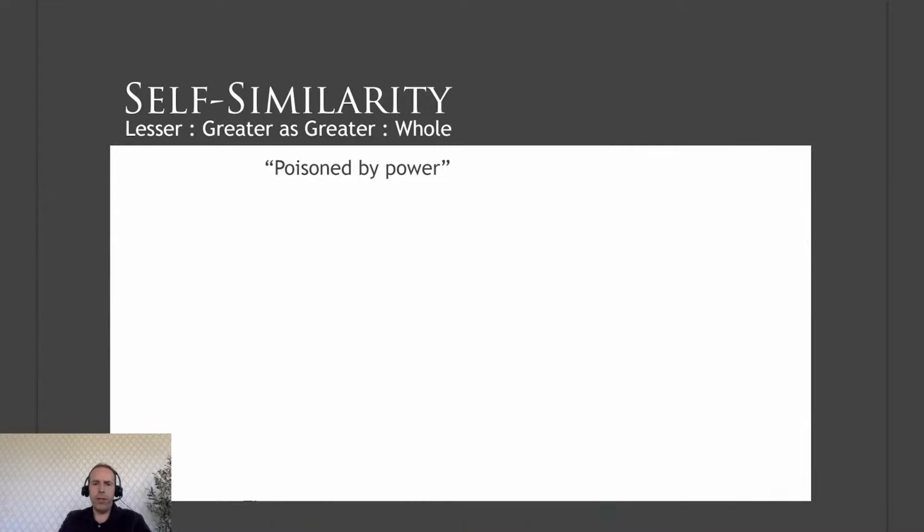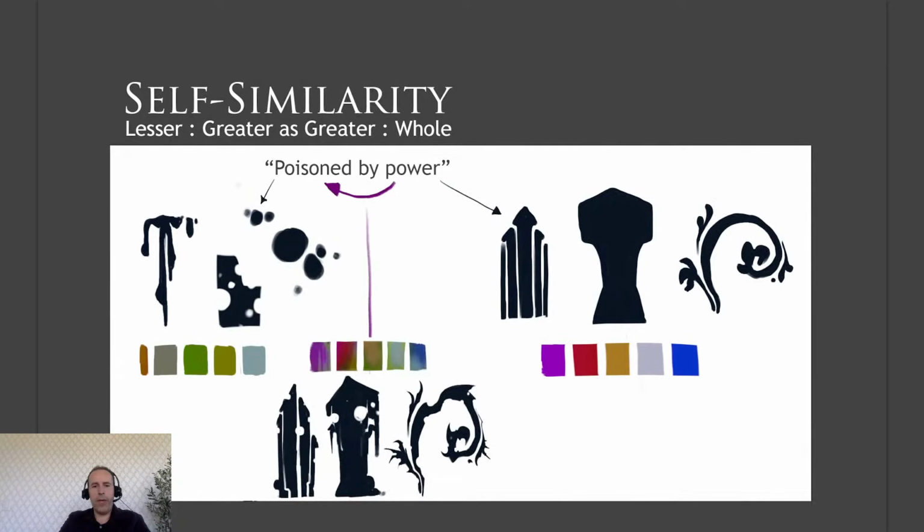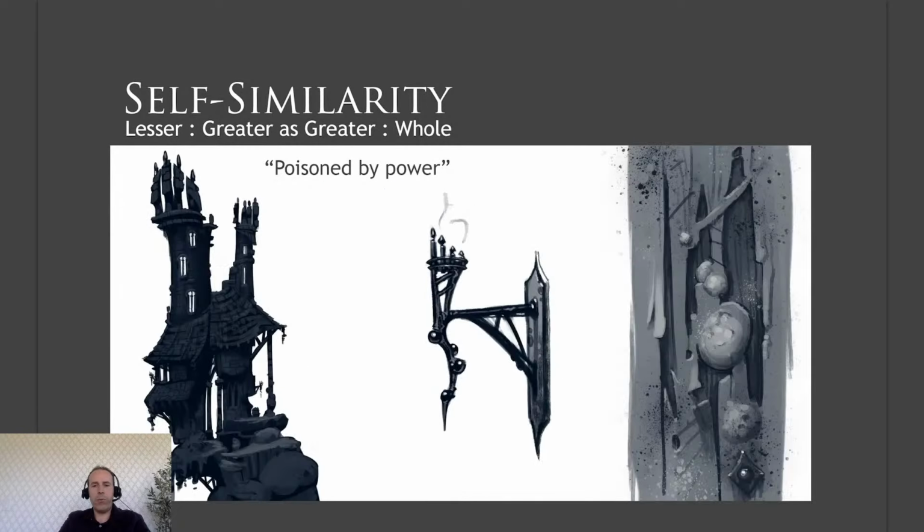And just to give you an expression of this, if we were to take a theme like poisoned by power, we could apply that using a number of motifs, figure out how they interact, and then apply all that to the design. And you'll notice here there's this creepy castle that's got this poisoned by power thing going on. It's happening with various different motifs in different ways.